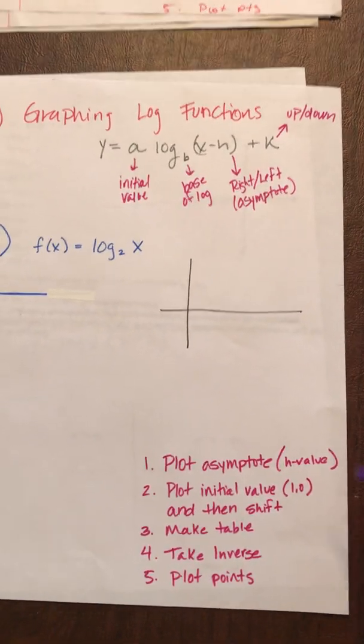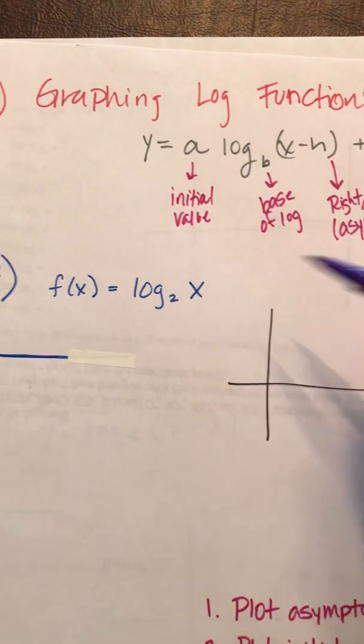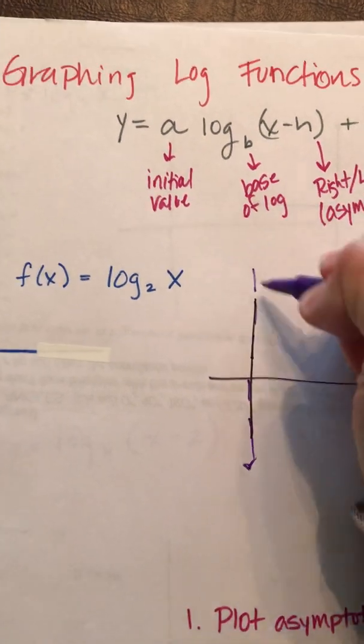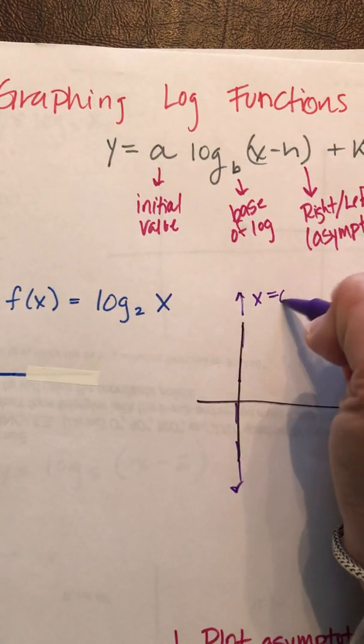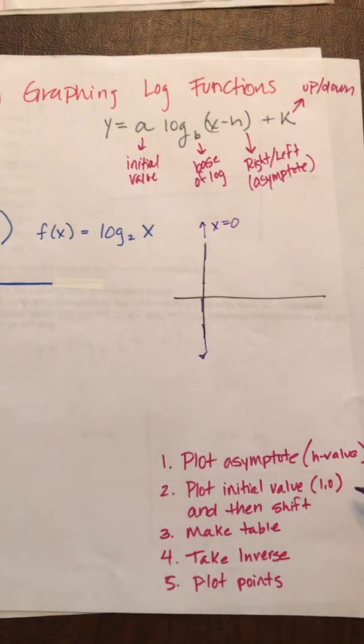My asymptote is my h value. So if this is my function, I don't have an h value, which means my asymptote is right at 0. Don't forget to label it as x equals 0. I do want to make sure that you know that that's what it is. All right, that was step 1, pretty easy.